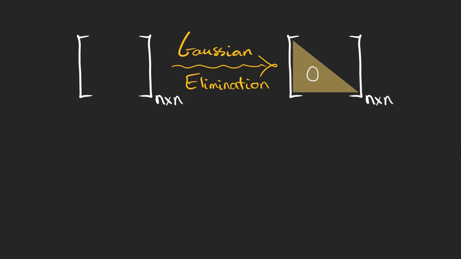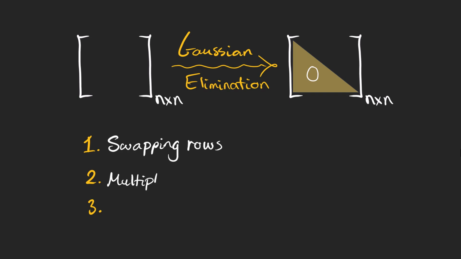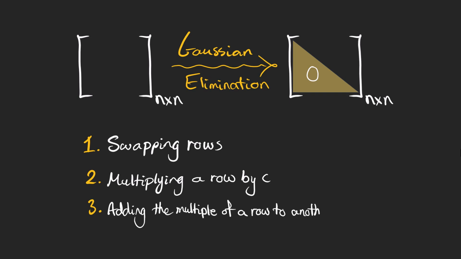So when we have an n by n square matrix, we can use a process called Gaussian Elimination to transform the matrix into an upper triangular matrix. In this process, there are 3 possible elementary row operations that we can use to do so. We can swap 2 rows, we can multiply a row by a real number c, or we can add a multiple of a row to another row.